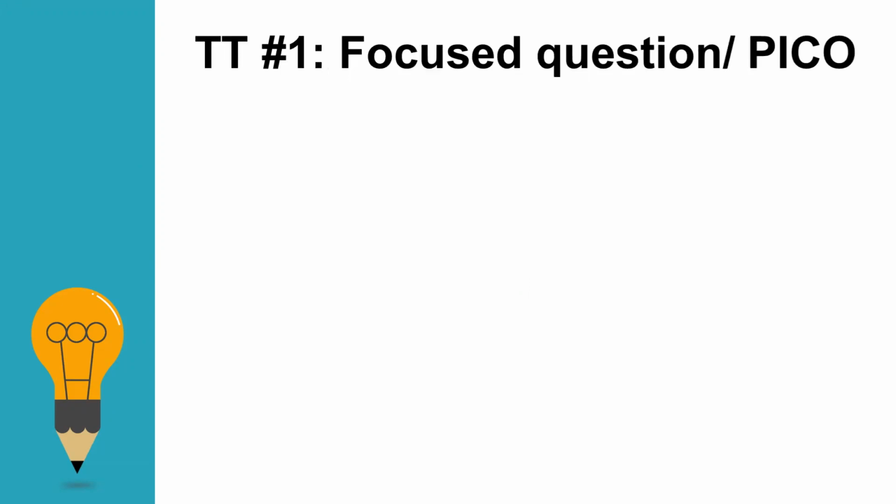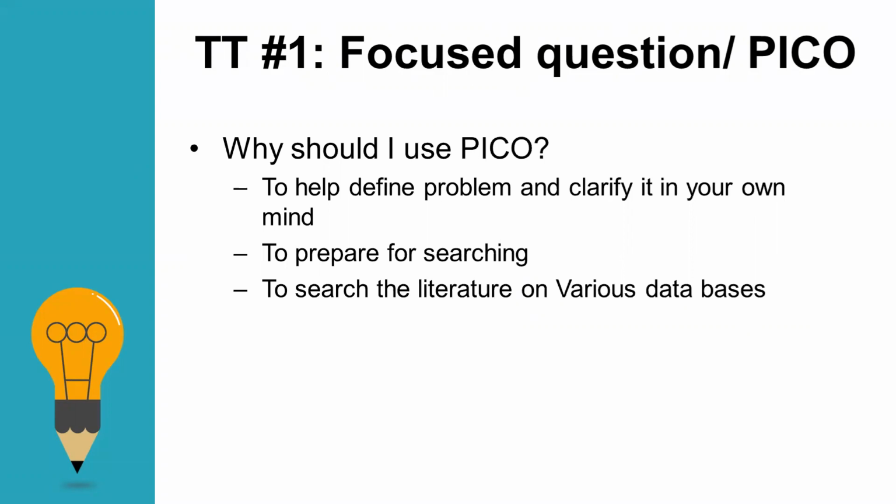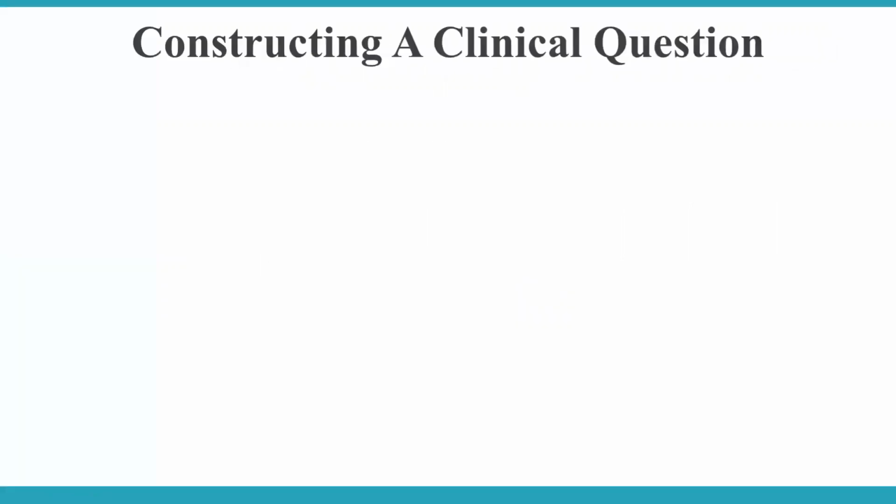So the first trick for searching is you should have a focused question, and that you can achieve by formulating a PICO. Why should I use PICO? To help define the problem and clarify it in your own mind, to prepare for searching, to search the literature on various databases, and to apply in evidence-based practice. So as we all fall in practicing health sciences, we need best evidence for our practice.